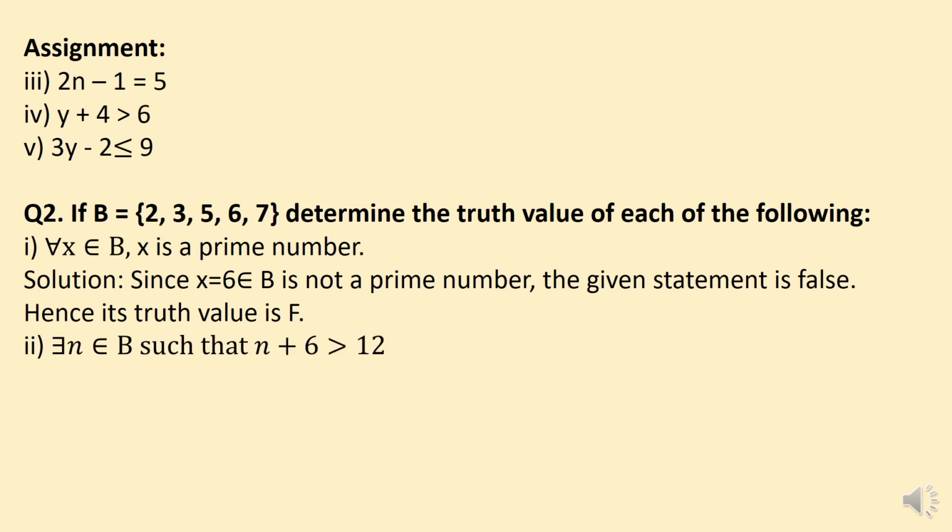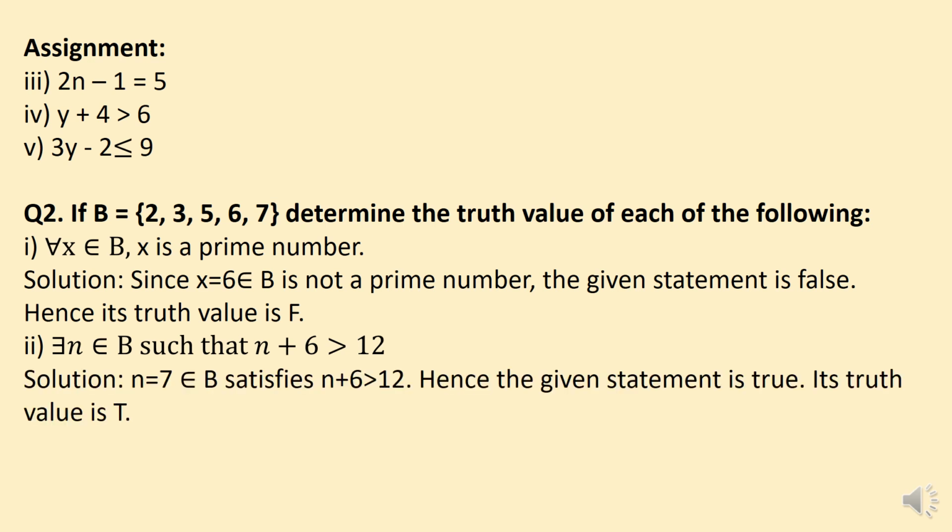The second question, there exists n belongs to B such that n plus 6 greater than 12. You see from B that 7 plus 6 is 13, which is greater than 12. So 7 satisfies the given statement. Thus you write n equal to 7 belongs to B satisfies n plus 6 greater than 12. Hence the given statement is true. Its truth value is T.